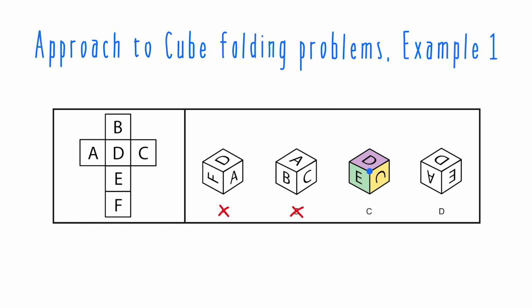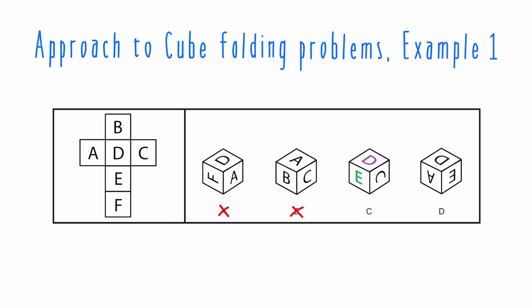Choice C shows the D, E, and C faces all sort of clustered together, which is actually correct. And choice D shows the A, D, and E faces all clustered together, which is actually also correct. So we're going to have to look a little closer at the orientation of the letters, which is what you'll have to do for any kind of symbol that's on a cube like this.